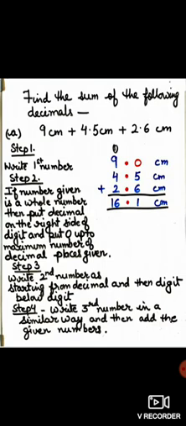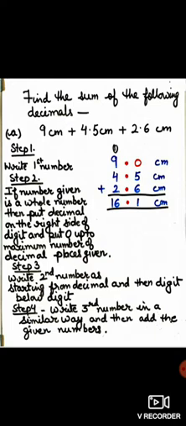Now let us do one more example. Here the question is, find the sum of the following decimals, and the numbers are 9 centimeter plus 4.5 centimeter plus 2.6 centimeter. First of all we will write the first number, which is our whole number, that is 9. If a whole number is given to us, then first of all we will write the whole number, then put a dot, and then put 0, and the zeros we will put up to the maximum number of the decimal places which are given in the other numbers. Here we will write 9.0 centimeter.